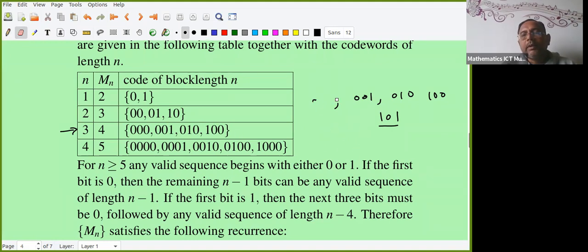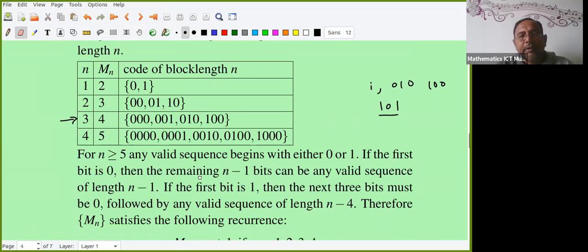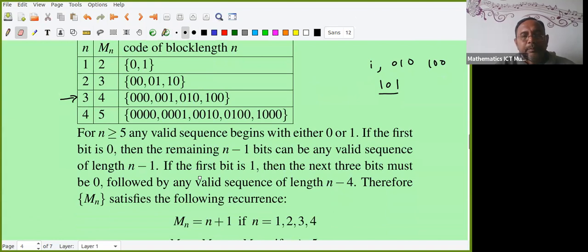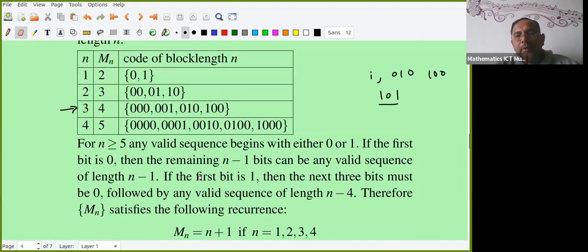Yeah. But how do you construct this? I am constructing it by a combinatorial approach. Okay. So how do you do this? For example, the first bit is 0. Now I am doing it for n greater than or equal to 5. If the first bit is 0, then how many remaining bits are there? n minus 1 bits, right? That can be any valid sequence of length n minus 1, right?